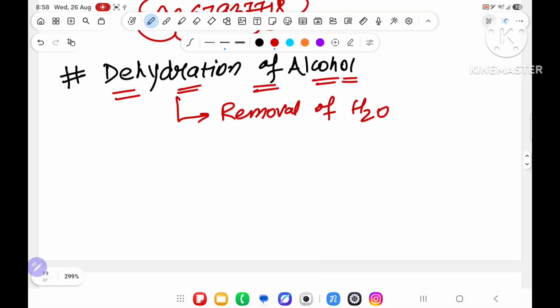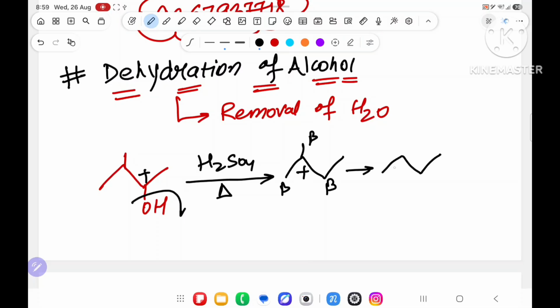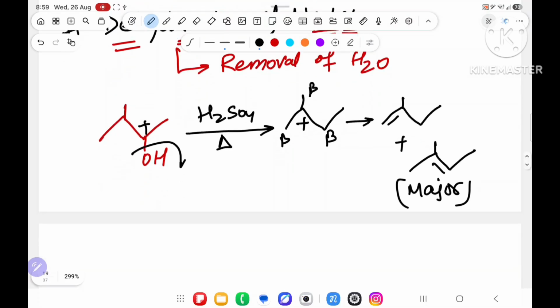In dehydration of alcohol, what you are using? This also I have dictated in haloalkanes and haloarenes, as well as hydrocarbon. You are taking H2SO4 and a little bit of heat. OH will go from here, it will get positive. Positive will do rearrangement. After rearrangement, positive will come here. This will become beta, this will become beta, this will become beta. Two products you will get, one double bond here. Another product you will get, one double bond here. It is known as major product.